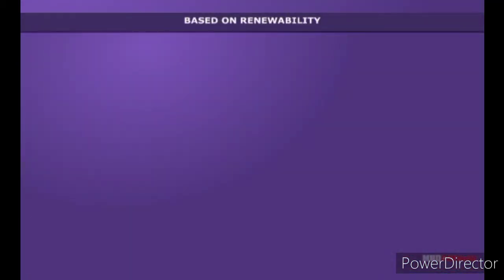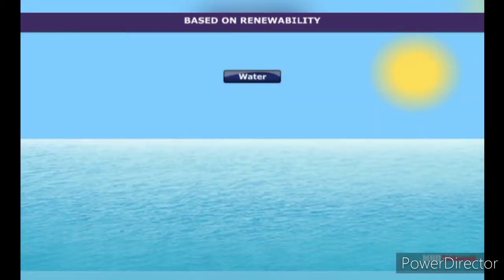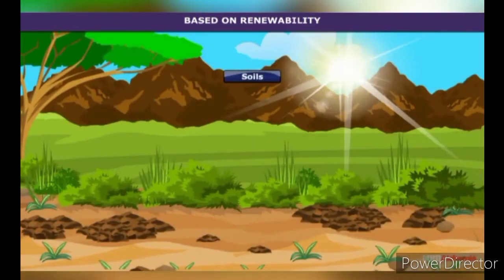Based on renewability. Depending on whether they are replenishable or not, there are two main types of resources: renewable and non-renewable. Renewable resources. These resources can be renewed after use. They do not get exhausted. Renewable resources are water, forests, soils, etc.